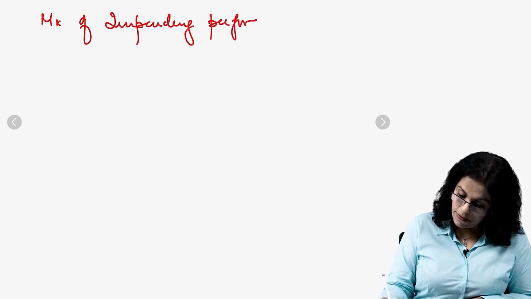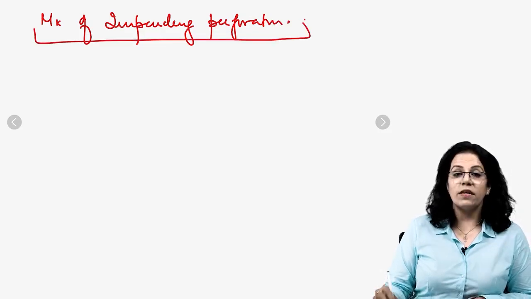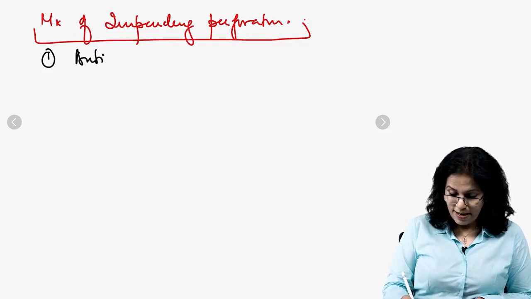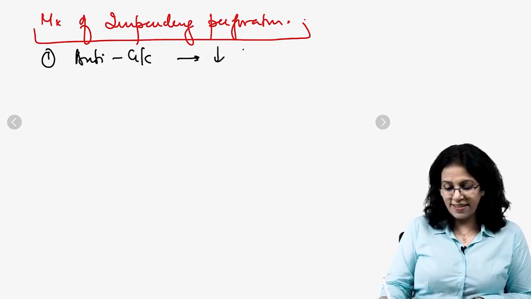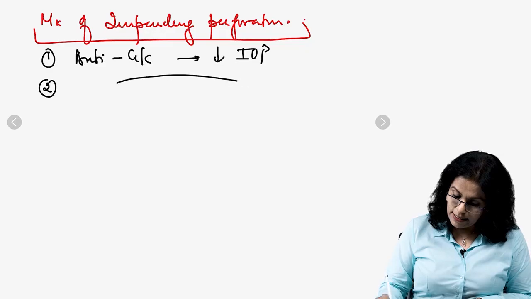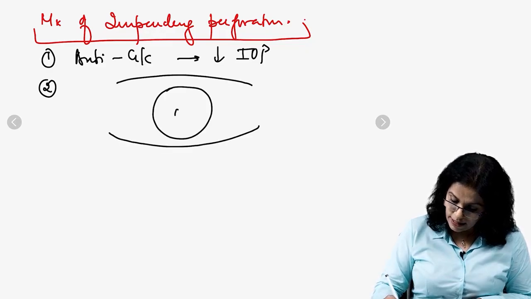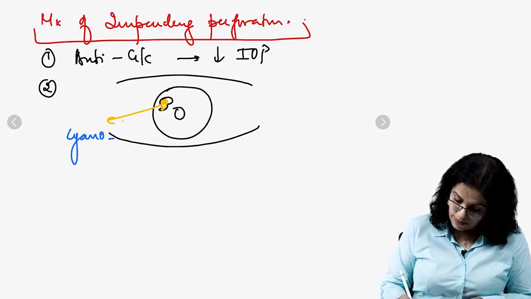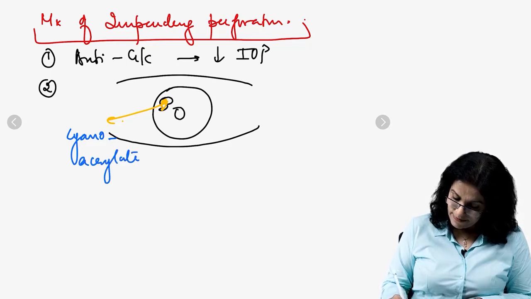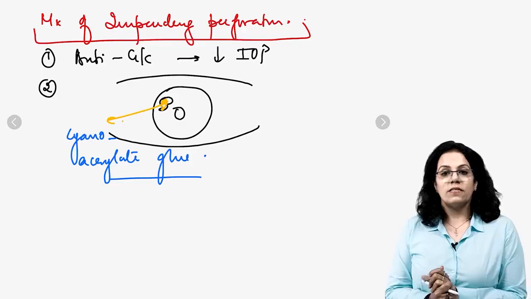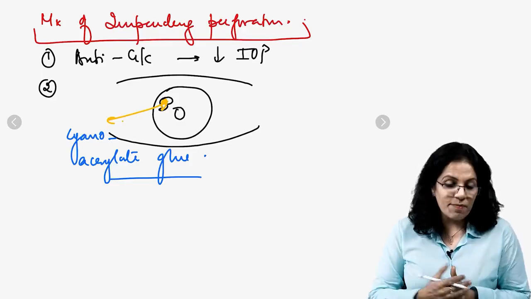Management of impending perforation. So how to see that it doesn't lead to perforation? Common sense. Start giving anti-glaucoma medication and decrease the intraocular pressure, further decrease it, even if it is normal. Secondly, at the ulcer area, you put cyanoacrylate glue. It's nothing but like a Fevikwik, but a sterilized one, right? So this will help in preventing any perforation.